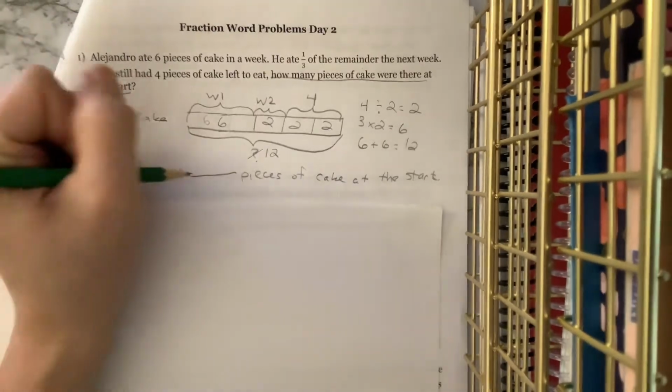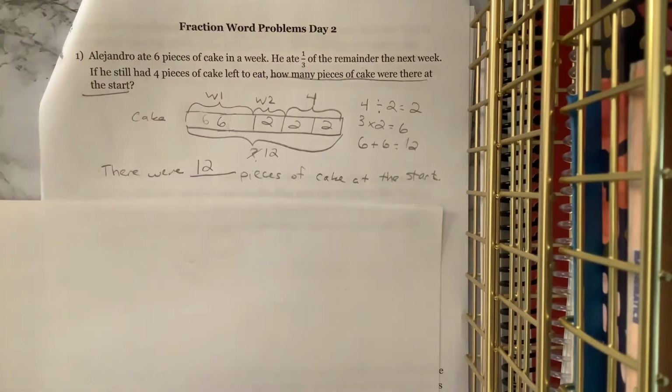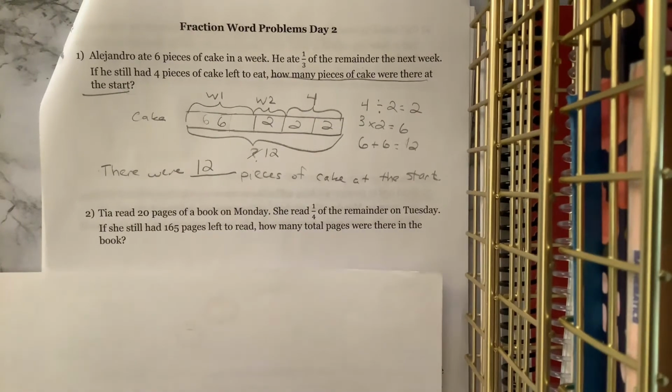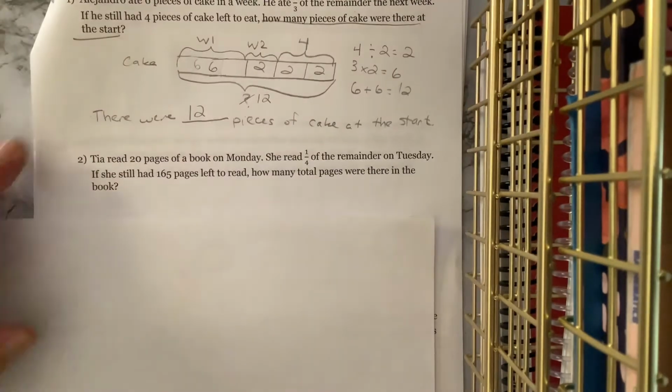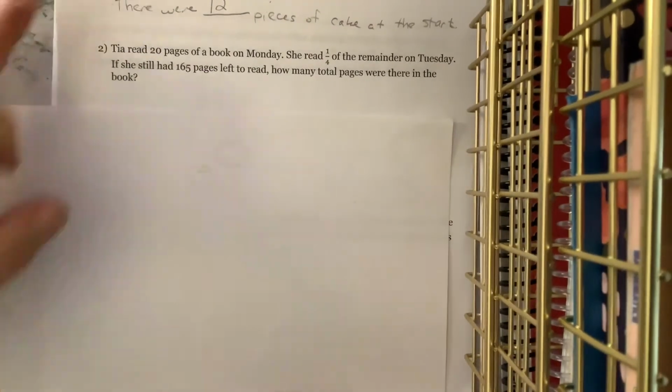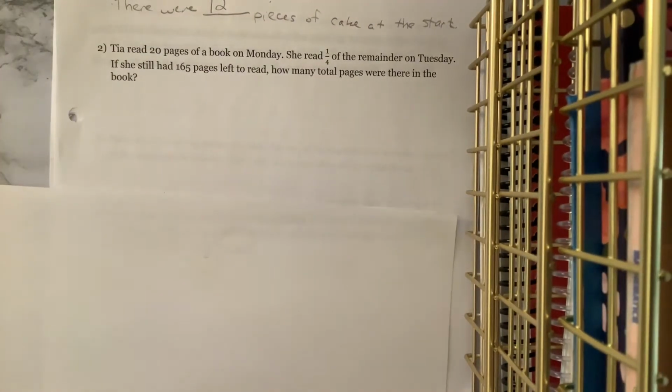So how many pieces of cake were there at the start? There were 12 pieces. Okay, let's try another one. Very similar. We're going to work through it together. So again, we start by reading the problem.